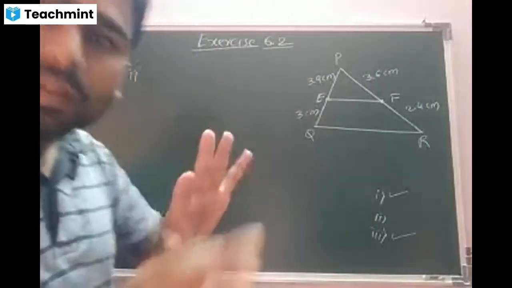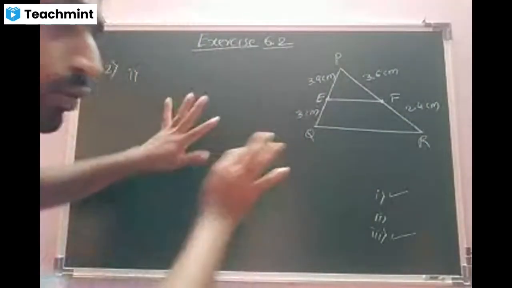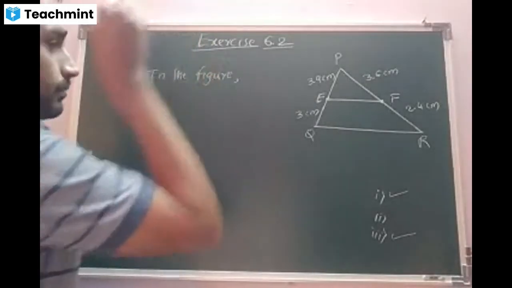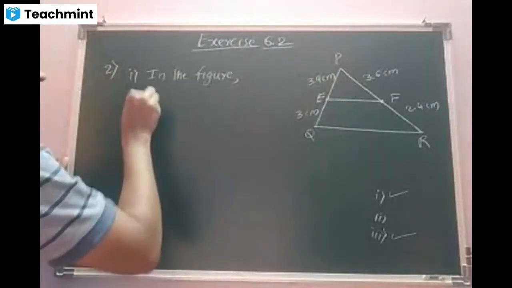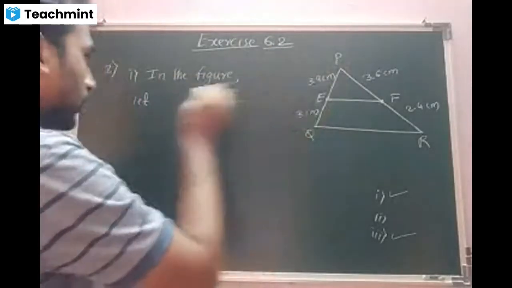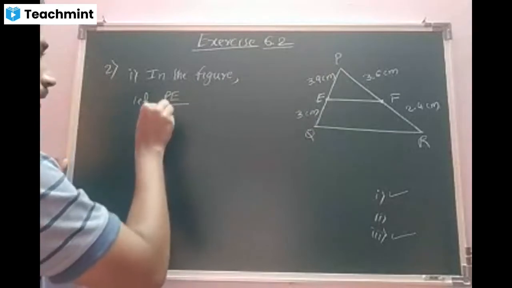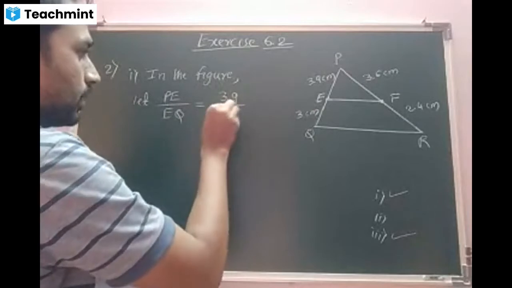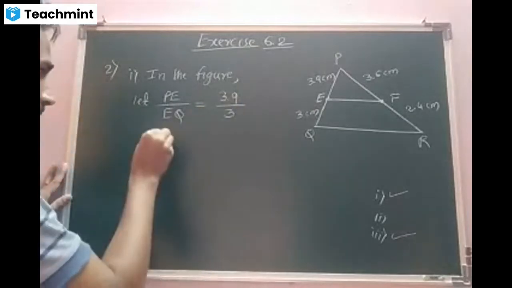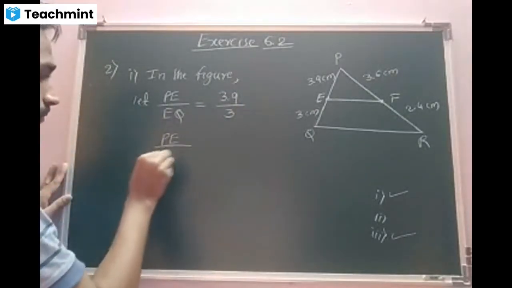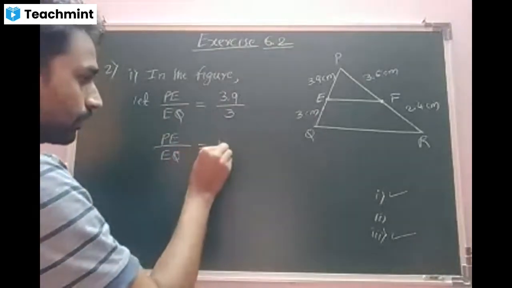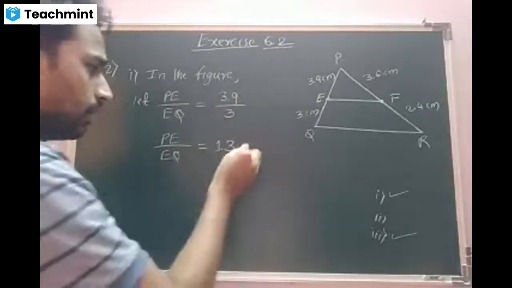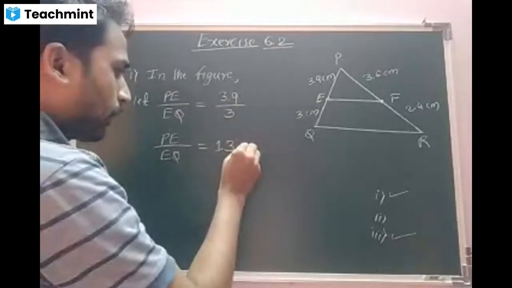Yes, sir. Let us see in the figure. PE by EQ, 3.9 divided by 3. Students, can you tell me what will be the answer beta? 1.3, sir. 1.3. No need of converting into fraction beta. Directly you can do it. Equation number 1. Am I right?